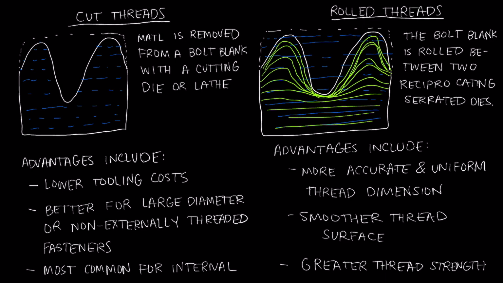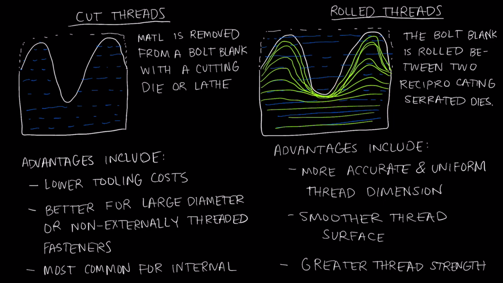Now, determining whether you need rolled or cut fastener threads depends on your specific application's requirements and considerations. So you'll have to weigh things like strength, durability, precision, and cost effectiveness. Your rolled threads will generally be stronger and more resistant to fatigue, thanks to these compressive residual stresses that are generated in the rolling process.